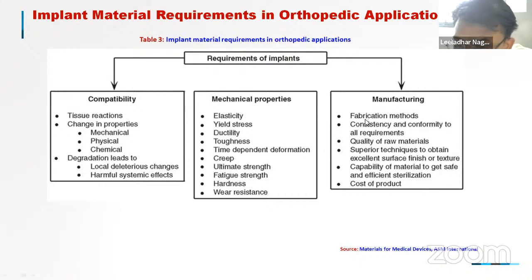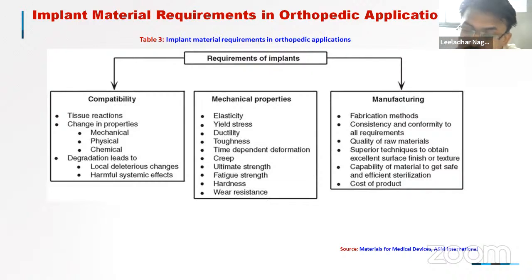So in manufacturing, we have to talk about the particular fabrication methods, consistency and conformity to all requirements, quality of raw materials, superior techniques to obtain excellent surface finish or texture, compatibility of the material to get safe and efficient sterilization, and ultimately we have to talk about the cost of the products. No matter how much time you are wasting, ultimately we have to come up with the cost of the products.